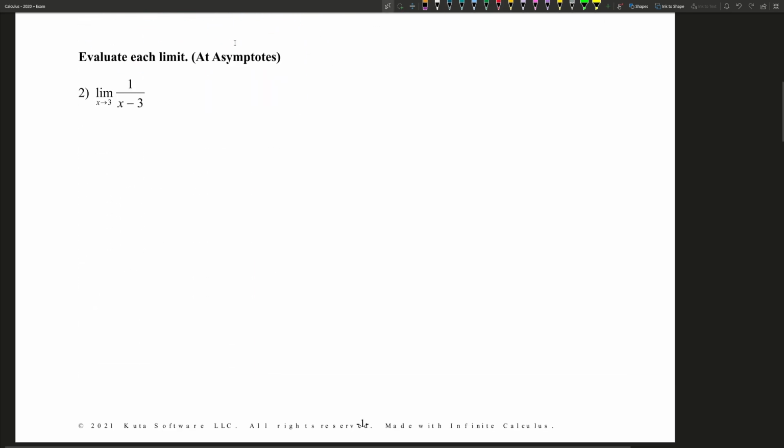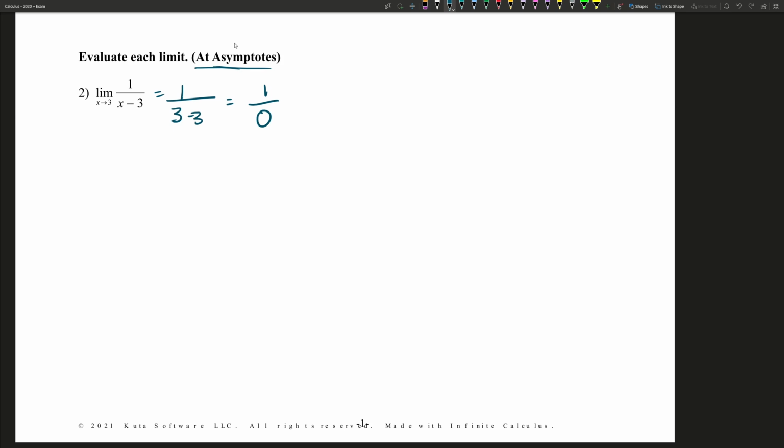For number 2, this is evaluating the limit at an asymptote. This is something that is not removable, right? And again, we would start as normal. We plug in our limit, plug in 3, so 1 over 3 minus 3, and that's going to be 1 over 0. Again, this is just a cue to do a little bit more work.